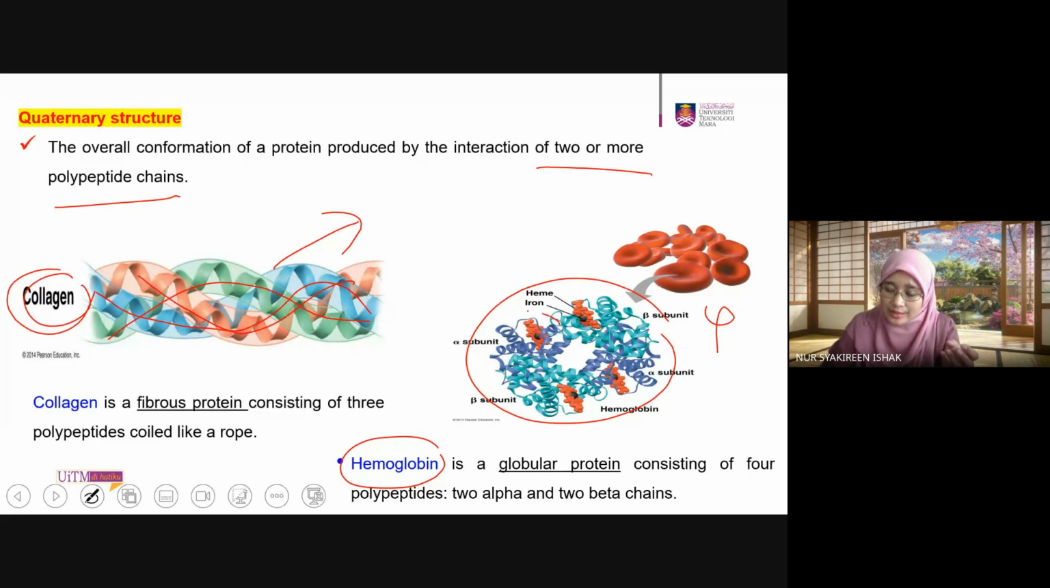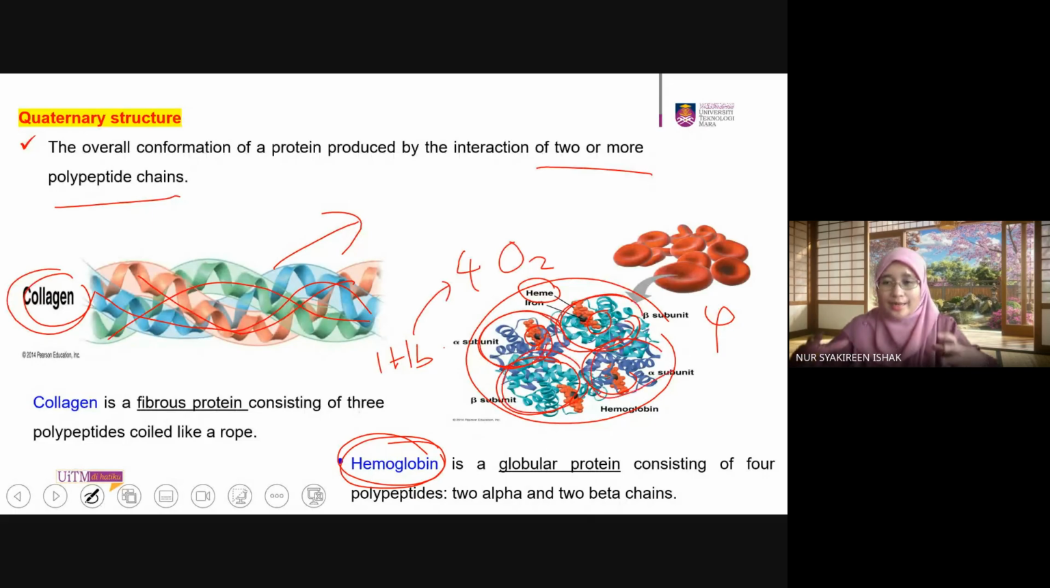So globular protein, for hemoglobin, it has four polypeptide chain that are interacting to form the hemoglobin structure. So each polypeptide forms a subunit. Yeah. So kita ada 2 alpha subunit and 2 beta subunit, in which each of the subunit has a heme group. Inside the heme group there is iron, that's the ferrum to bind with the oxygen molecule. Okay. So therefore, one hemoglobin molecule can bind with 4 oxygen molecule because it has 4 polypeptide chain that are interacting to form the hemoglobin structure.